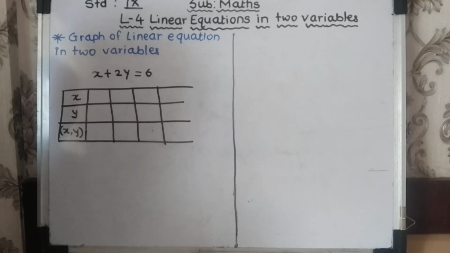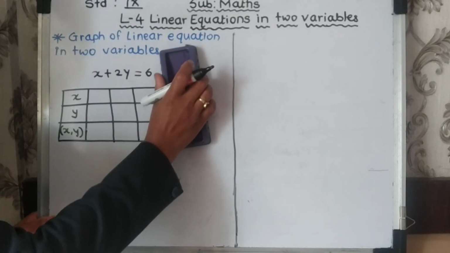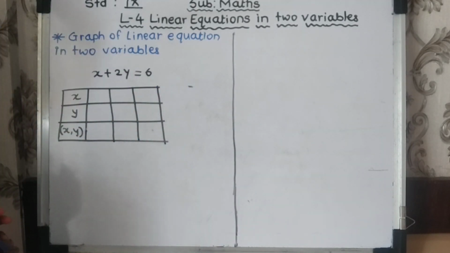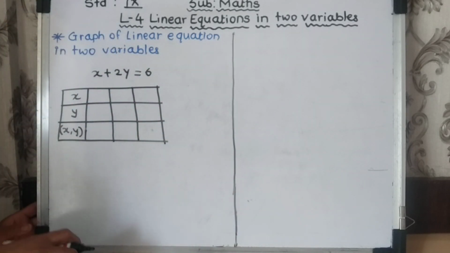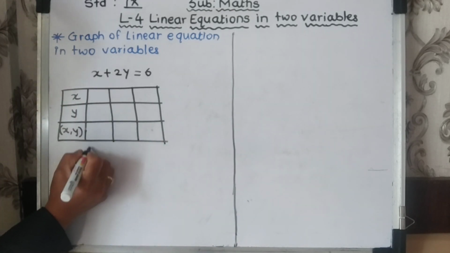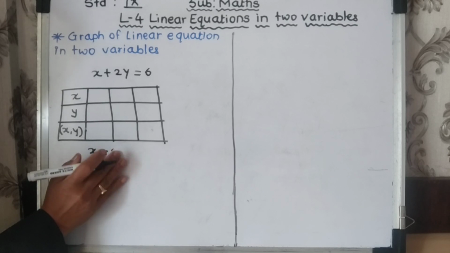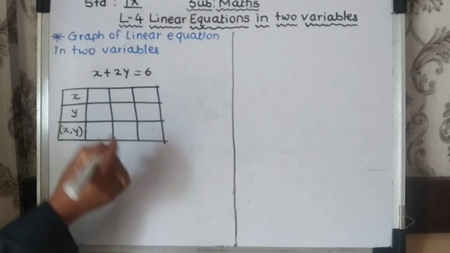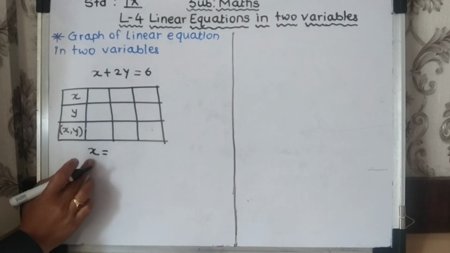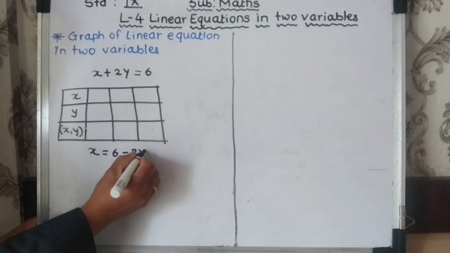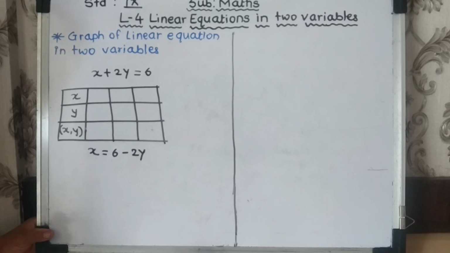First of all, we will take the y value, and the x value we are just going to find out. So for that purpose, x is equal to, we are just going to transpose this 2y to the right side, because we are going to find the x value. So x equals 6 minus 2y. Got it? This is what we have done.